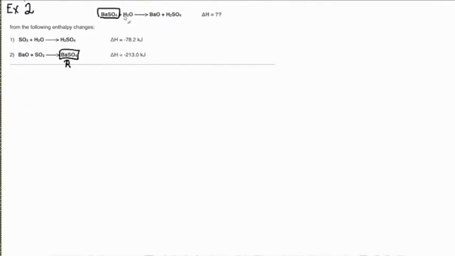The next thing is water. And we'll circle the water. That's on the reactant side here, and we have water here on the reactant side. So that works out fine.